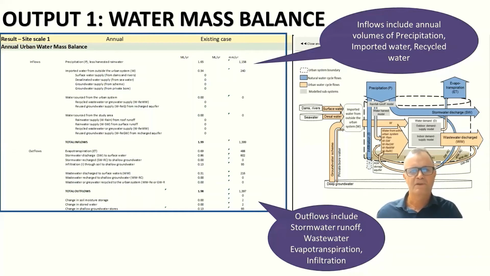It also looks at total outflows, including evapotranspiration from the various surfaces, the stormwater discharge, stormwater recharge to shallow groundwater, and infiltration also to groundwater, to total outflows. It then conducts a water mass balance, ensuring that total outflows equal total inflows, less change in storage.